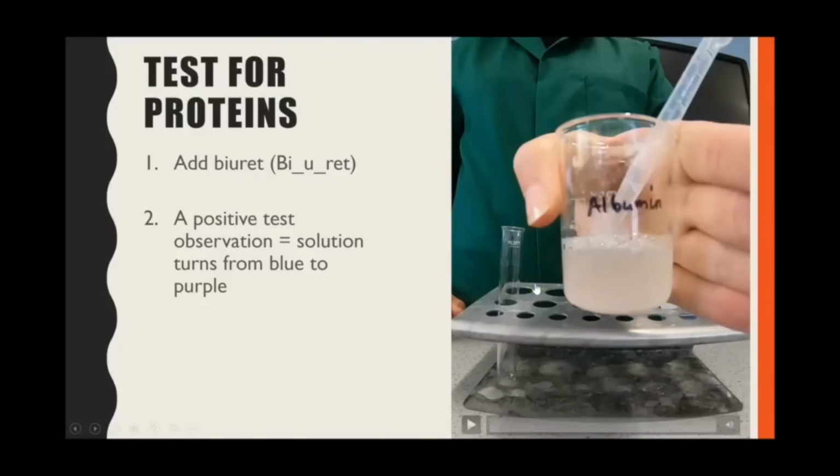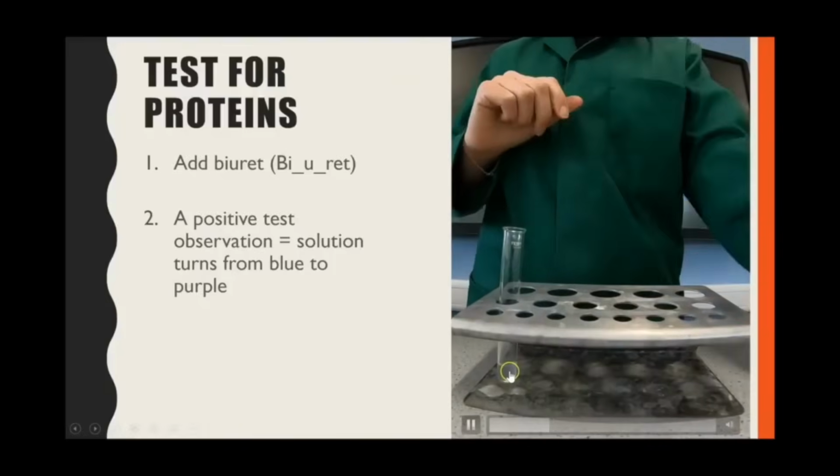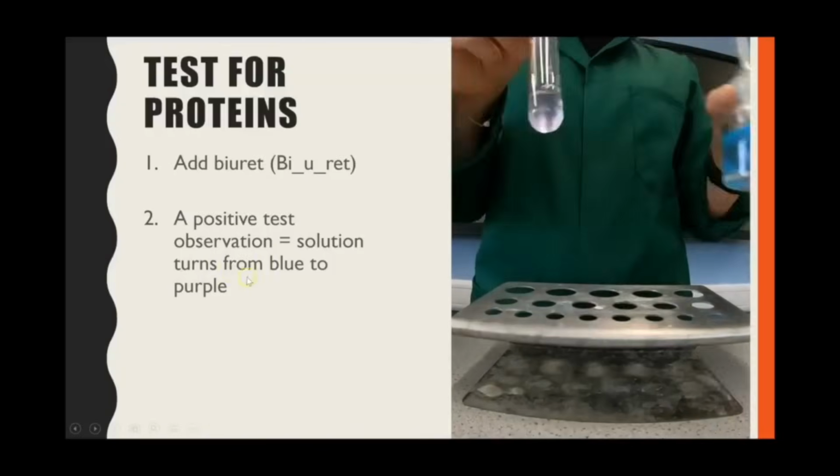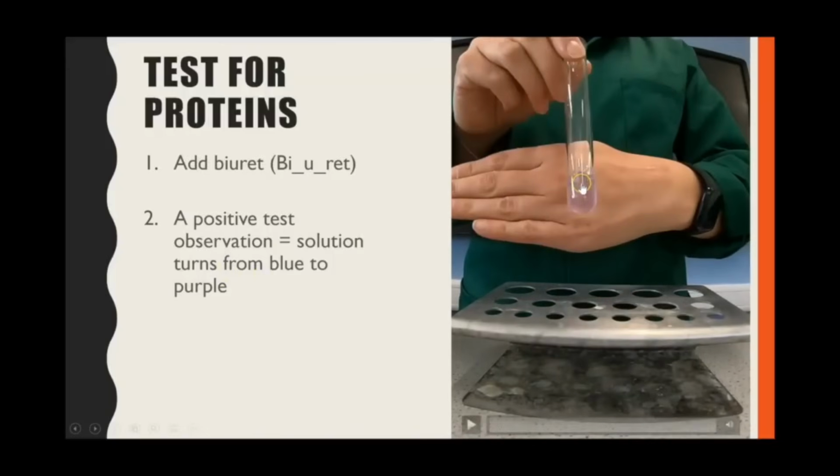So next test is for proteins, and you would add biuret, which is another bright blue solution. I've just emphasised the pronunciation here, so biuret, because often students call it buret, which is incorrect. That is a piece of equipment that you use in chemistry. So biuret is the name of this reagent. And I've got albumin as the protein that I'm going to be using. So I'm adding my sample of protein, adding the bright blue biuret, and a positive result is it turns a purpley lilac colour.